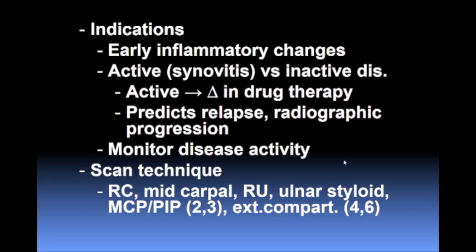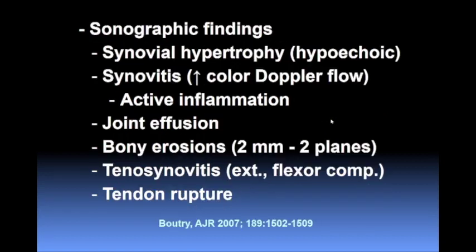So what we typically do is we look at the radiocarpal, otherwise known as the proximal joint space. We look at the midcarpal area. We look at the radio-ulnar joint, the ulnar styloid, the second and third MCP and PIP joints. This is where you tend to see disease, and we also look at extensor compartments 4 and 6. Sometimes changes in the ulnar styloid, either an erosion or ECU tenosynovitis, can be early findings. Once you've done this enough, you can usually get through this in a fairly organized and rapid manner.